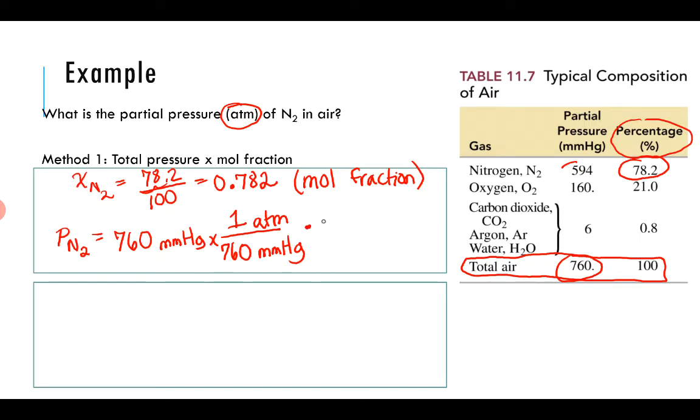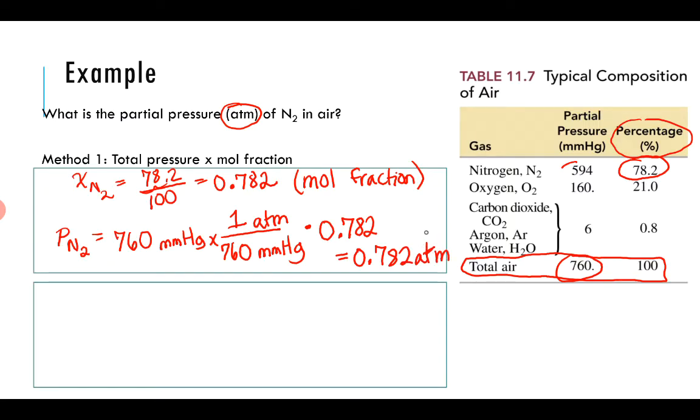And next I'm going to multiply by my mole fraction. And so that's 78.2. Where did I put my calculator? I see it. All right, so if we do that, then that's 760 divided by 760 times 0.782. And then my final unit will be atmospheres.